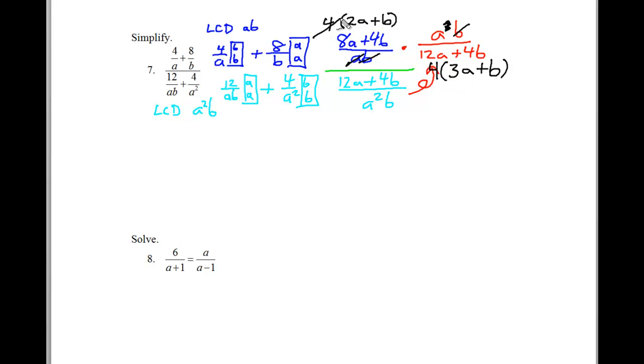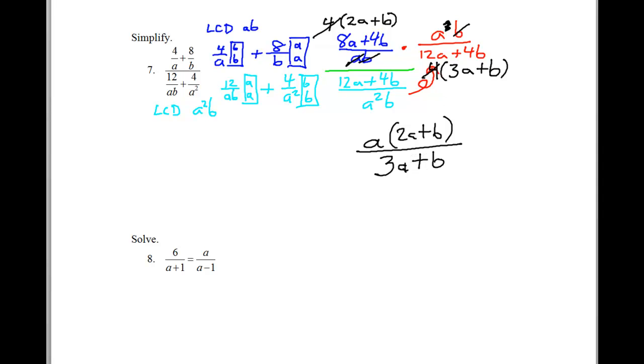So the 4's then simplify. So what I have left in black is A times 2A plus B. And down here, the 3A plus B is the only thing I have left. And there's nothing else to simplify, because for me to simplify this binomial and this binomial, they'd have to be exactly the same.